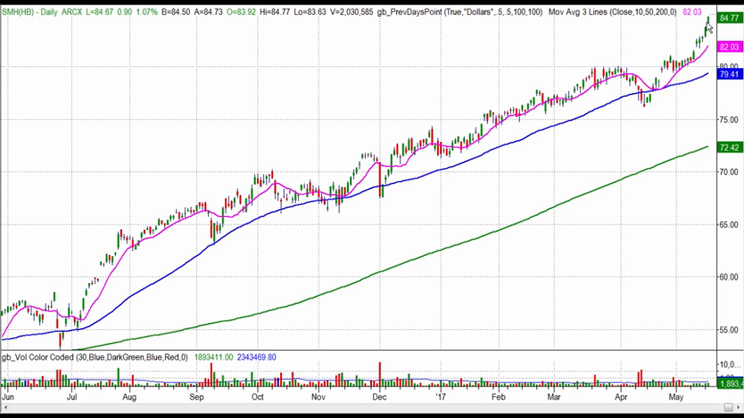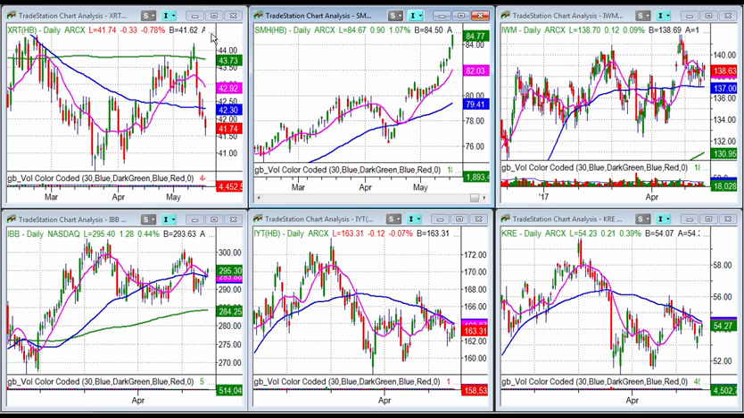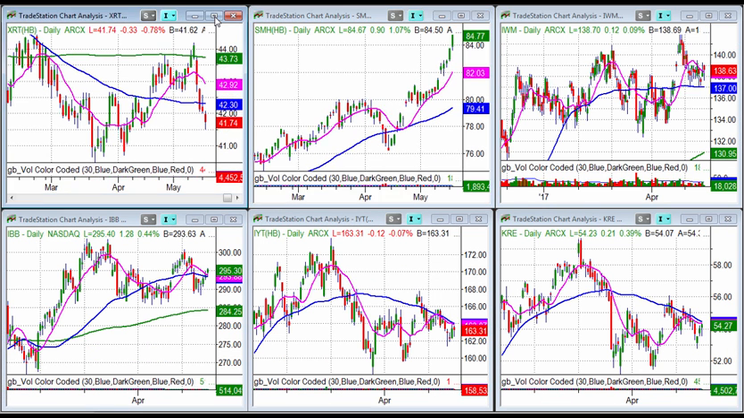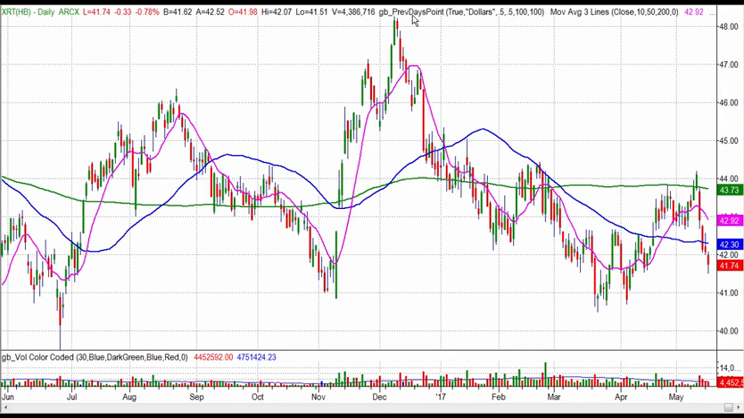And while I wouldn't be a buyer up here, you can't argue with this trend. A pullback in a trend like this is one to be looking to be a buyer. I never am going to try and call a blow off top, even though this really does look like it's getting a little bit out of hand. So there's your strength. The SMH is your strength. Can't argue with that. Your weakness is still in the XRT, right?